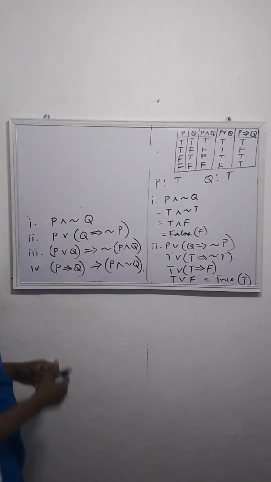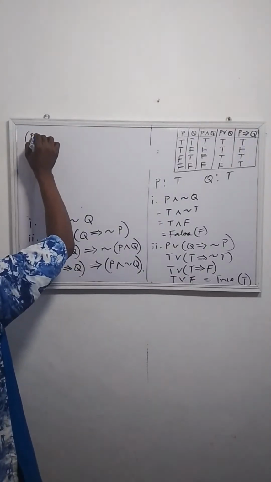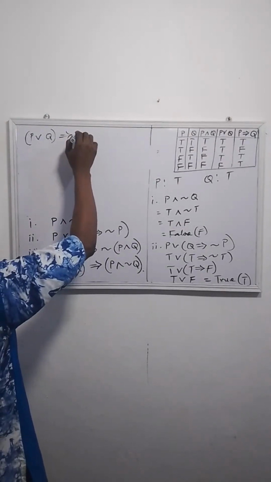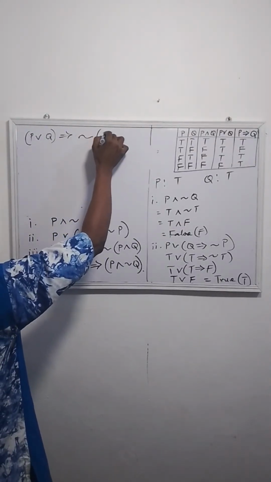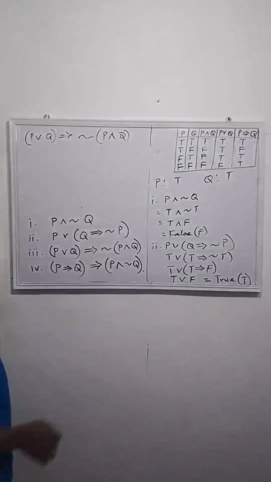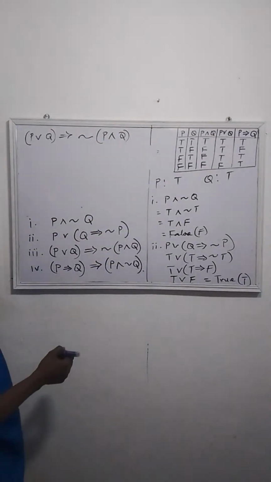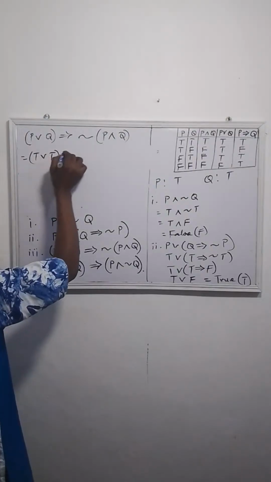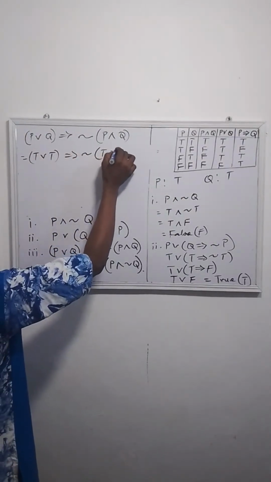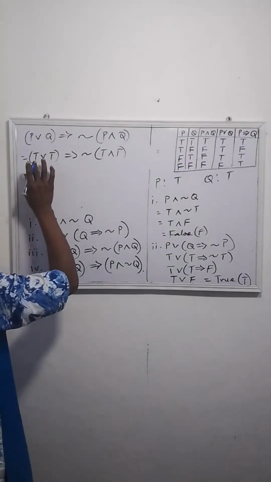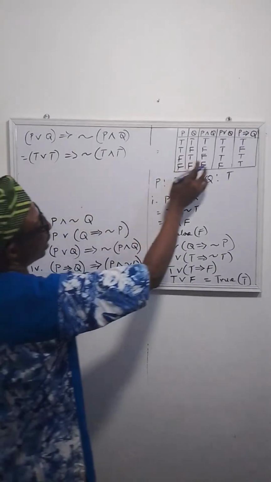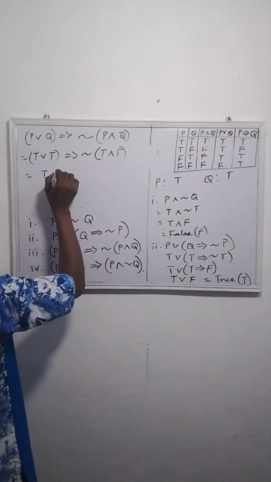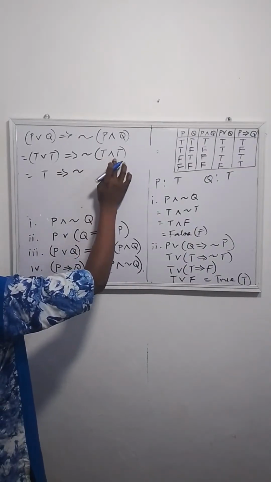Yes, we have P or Q implies negation of P and Q. Right, let's plug in the truth value for each of the statements. So we have true or true implies negation of true and true. So this gives you true. True or true is true. And check that. True or true is true. So we have true implies negation of true and true.